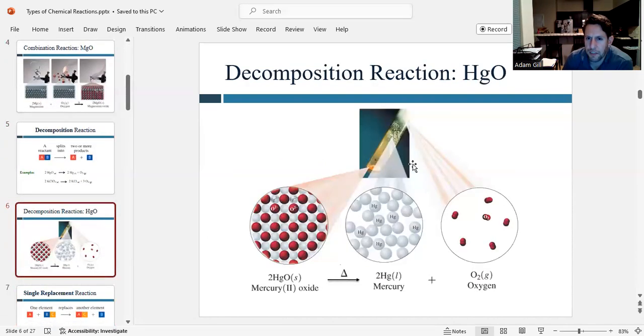So here's an image of the decomposition of mercury oxide. You can see it's releasing mercury and oxygen.